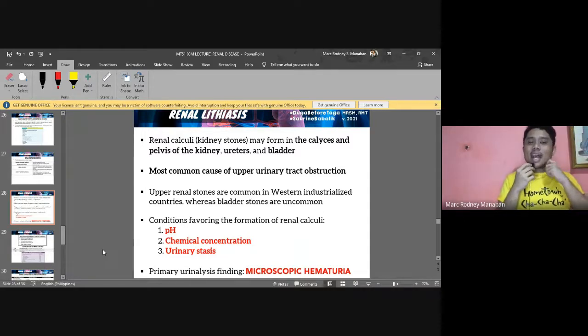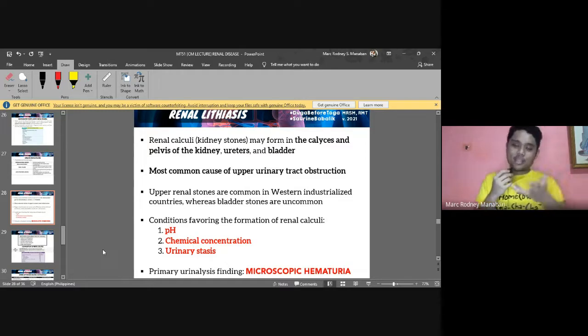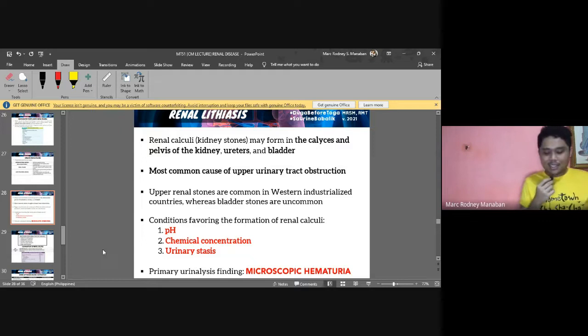When family members or friends ask you to interpret lab results, yes, it's very common, dears. I'm sure you've experienced it, and if not yet, in the future. Alright, so that's for renal lithiasis. Again, the primary UA finding is microscopic hematuria.